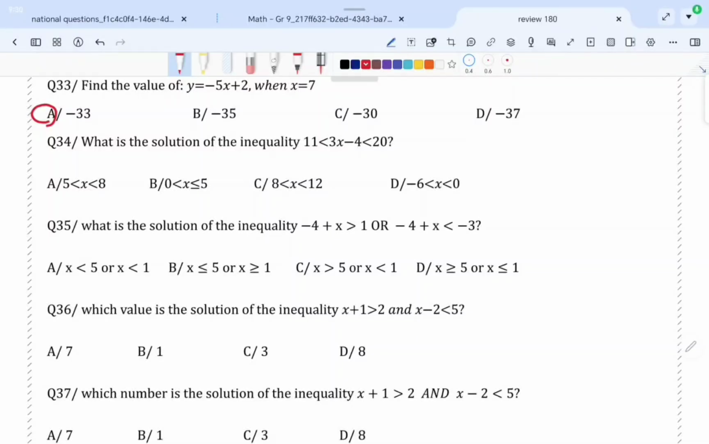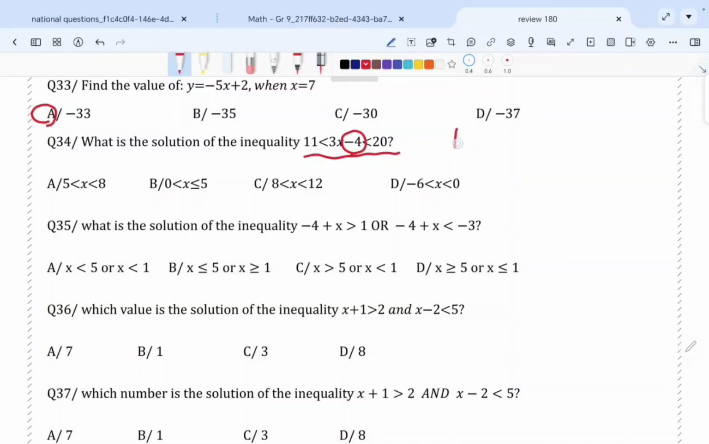Question 34. What is the solution of the inequality 11 is less than 3x minus 4 less than 20? If you remember, this one is AND. Okay, we have AND and OR. This one is AND. How to get rid of negative 4? By adding positive 4 to each side of the inequality.